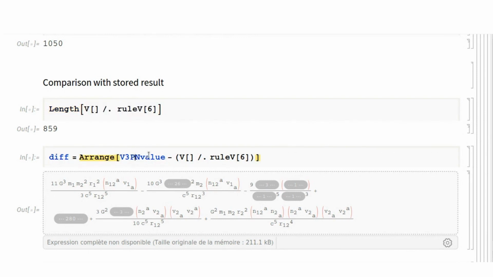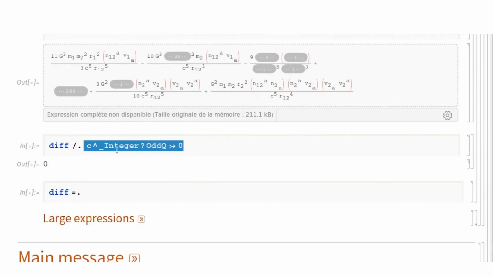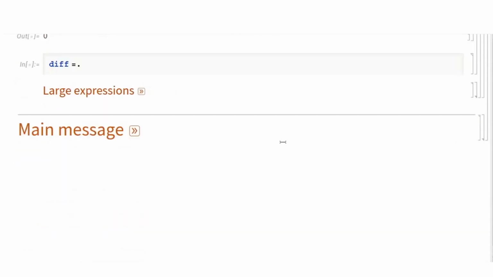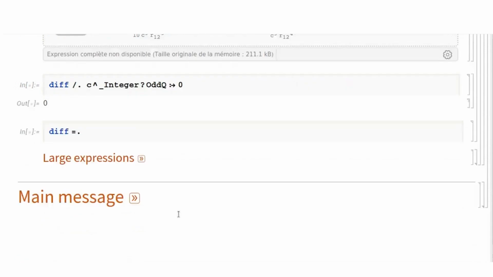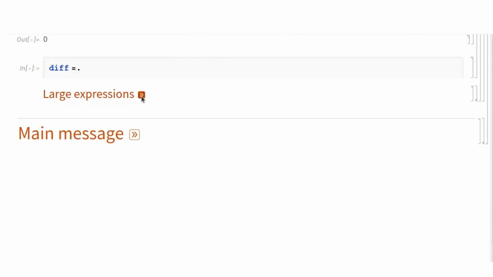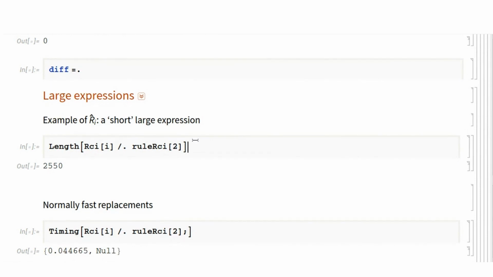the difference can be computed, and it is just due to the fact that I neglected odd contributions in powers of 1 over c in the V I have loaded. So it just proves that I really recomputed something and not just computed the same thing. I mean, faked it when computing it. So a few words to end with about large expressions.